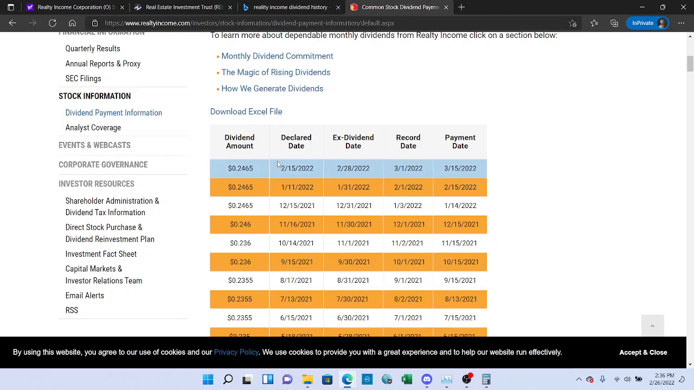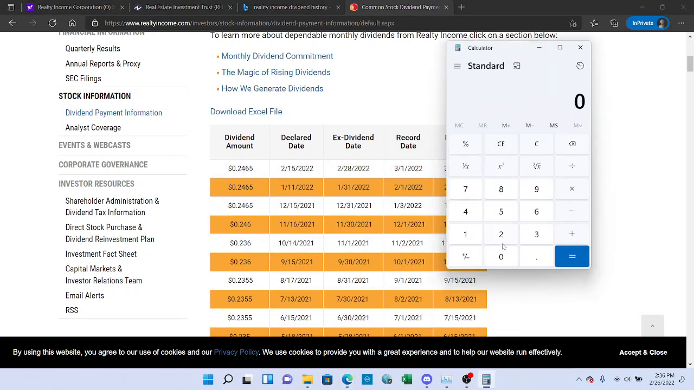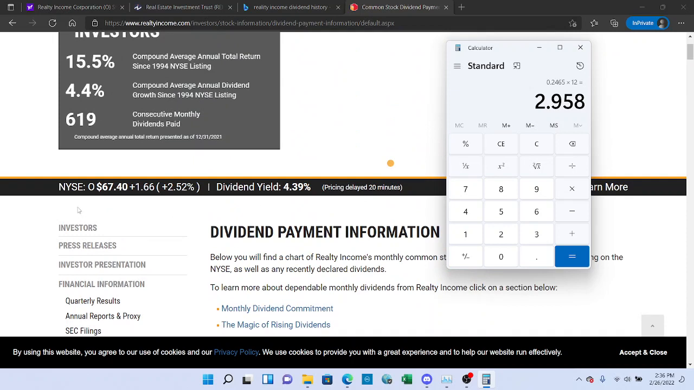So the next thing we want to do is calculate what the dividend yield is. The way that you calculate this is the annual dividend divided by the current share price. So we can go ahead and calculate that. So let's do 0.2465. Let's multiply that by 12. That's about almost like a $3 dividend. And we can see right here the current stock price is 67.40. Divide that by 67.4 is equal to this number.